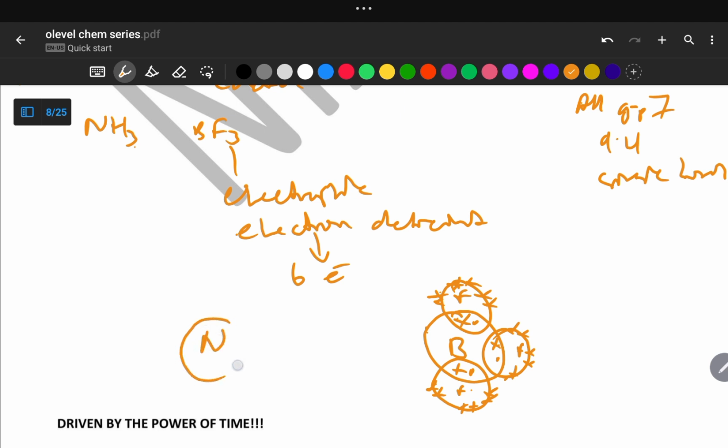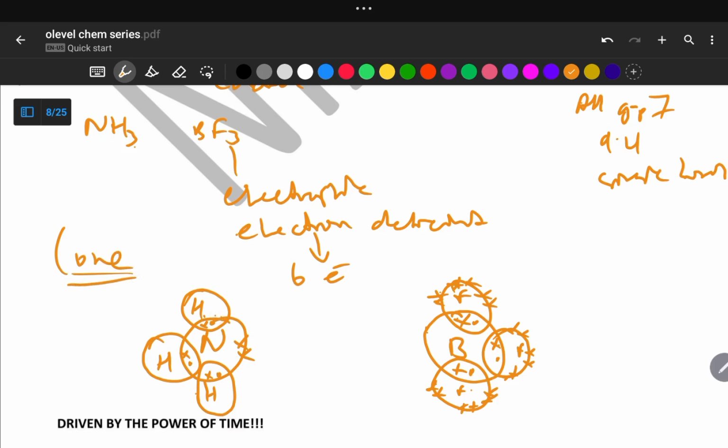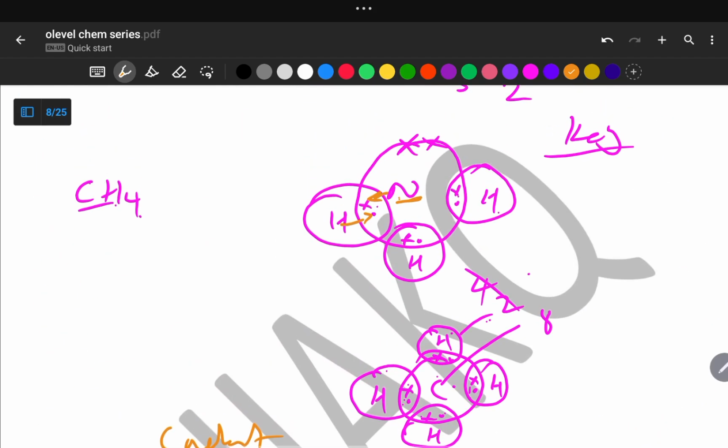So ammonia, we are having nitrogen as the central atom, and then we are having the bonding atoms. And then we are left with another pair of electrons which we call the lone pair. These electrons in the bonds are called the bonding pair. So lone pairs are electrons which are not included in the bonds. So this is the diagram for ammonia, like we have illustrated here, right?